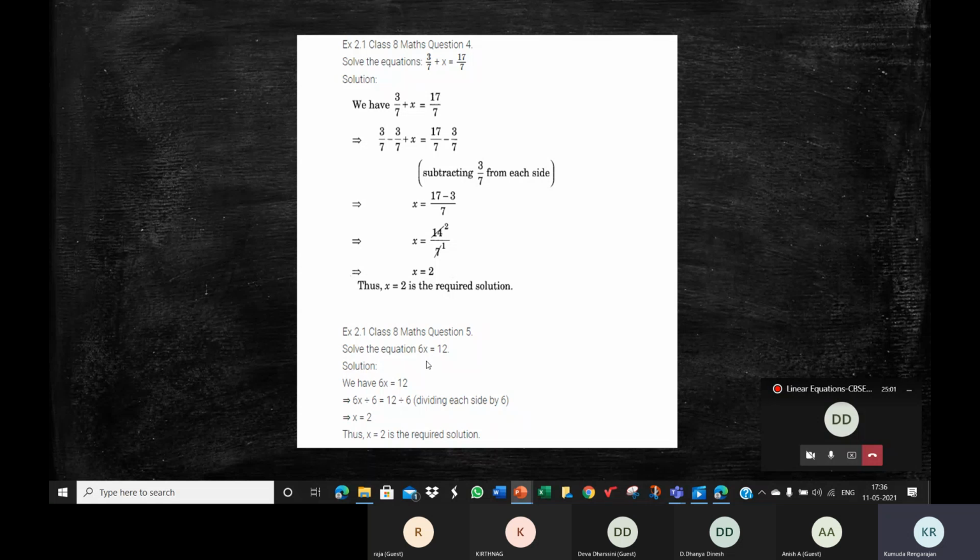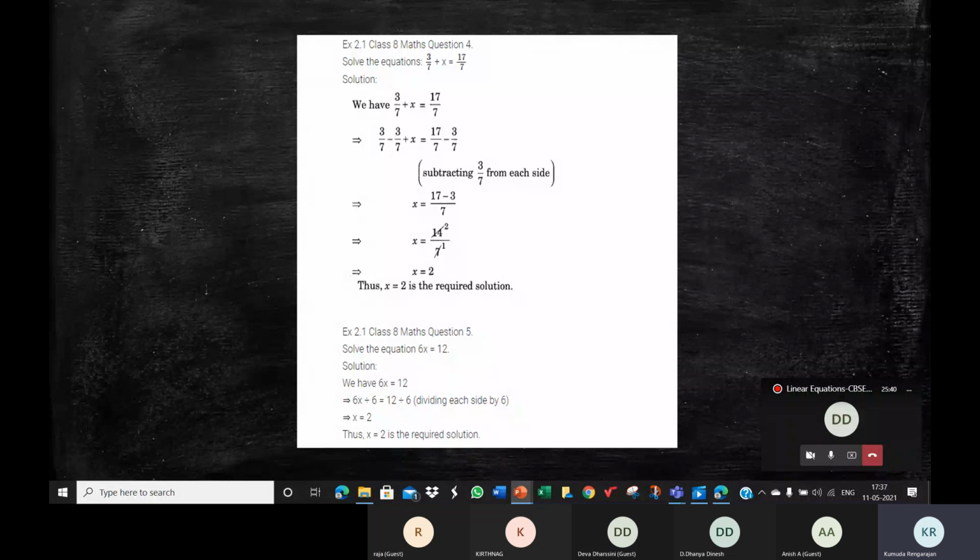See the next one, children. 6x is equal to 12. What should be the first question? Where is the variable x? Is it in the left hand side or the right hand side? Left hand side, ma'am. What is present along with x? 6. What is the mathematical operation by which 6 and x are connected? Is it addition, subtraction, multiplication or division?